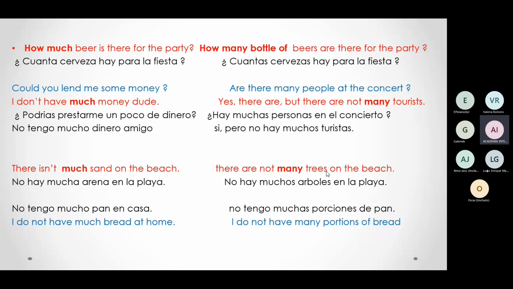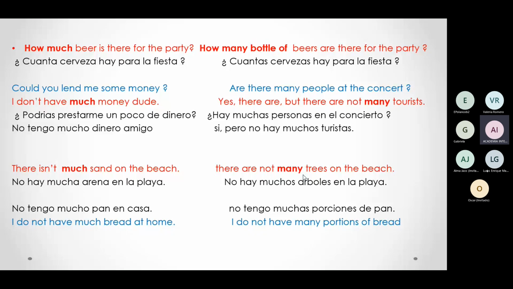Puedo contarlo, ¿verdad? Pero también puedo usar un cuantificador, que ya sabemos, como lo he mencionado, los cuantificadores expresan una cantidad, pero no exacta, solo una cantidad. Por ejemplo, there are many trees in my house. Hay muchos árboles en mi casa. Estoy diciendo muchos, pero no una cantidad exacta. Pero también puedo usar un número. There are 5 trees in my house.